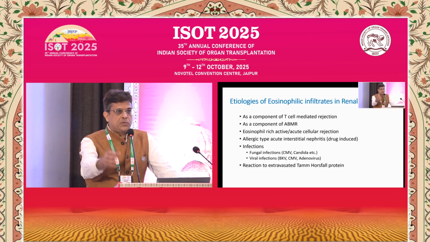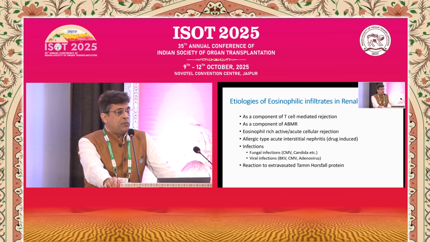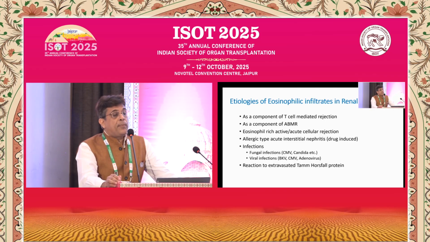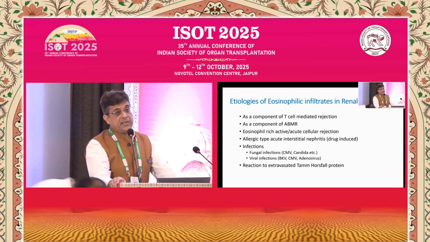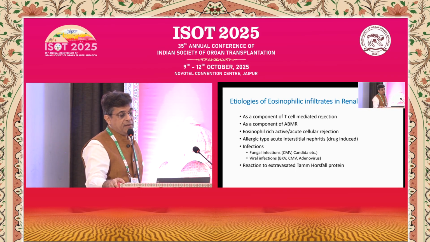You can have a few eosinophils here and there. It can even occur as a part of ABMR. So I will come to a few papers which have validated this concept. And there is a separate subtype of cellular rejection, which is an eosinophil-rich acute cellular rejection. So even that is a separate definition by itself.